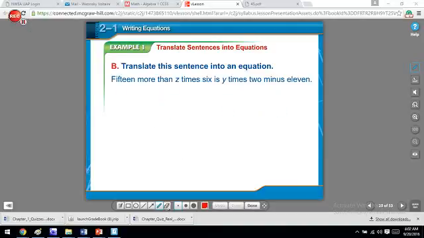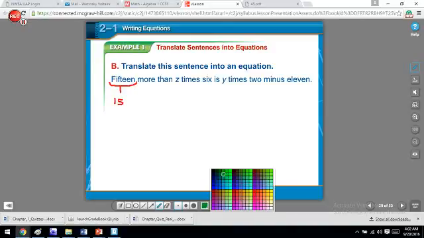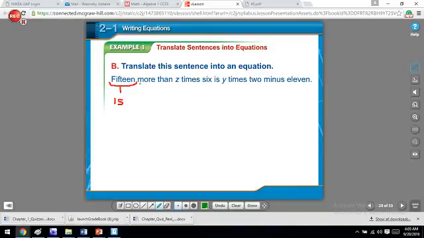Here's another example. We're going to translate this one into an equation: 15 more than z times 6 is y times 2 minus 11. This pretty much tells you what each of the terms are. We have 15, and we can translate it as 15. We also have "more than," and we know that more than should be a plus sign.